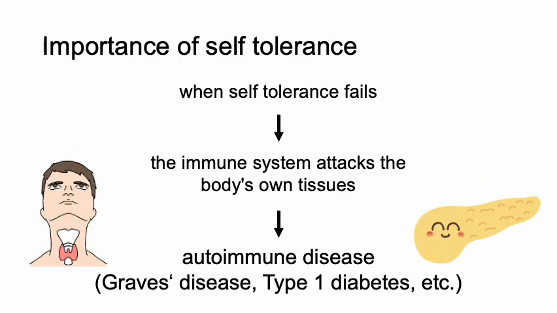Why is self-tolerance so important? If self-tolerance fails, the immune system makes a mistake. It starts attacking the body's own tissues. This leads to autoimmune diseases. Examples include Graves' disease and type 1 diabetes.